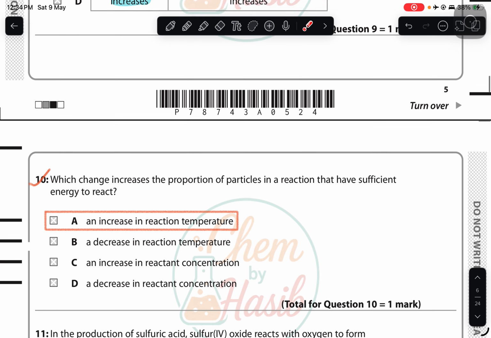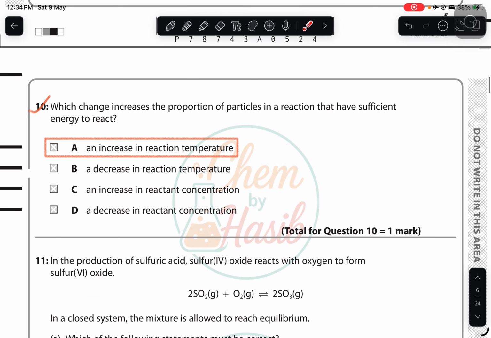Then we move on to question number 10. Which change increases the proportion of particles in a reaction that have sufficient energy to react? Okay. Proportion of particles in a reaction that have sufficient energy. Of course, an increase in reaction temperature. If you increase the temperature, the proportion of the particles in a reaction that have sufficient energy to react increases.